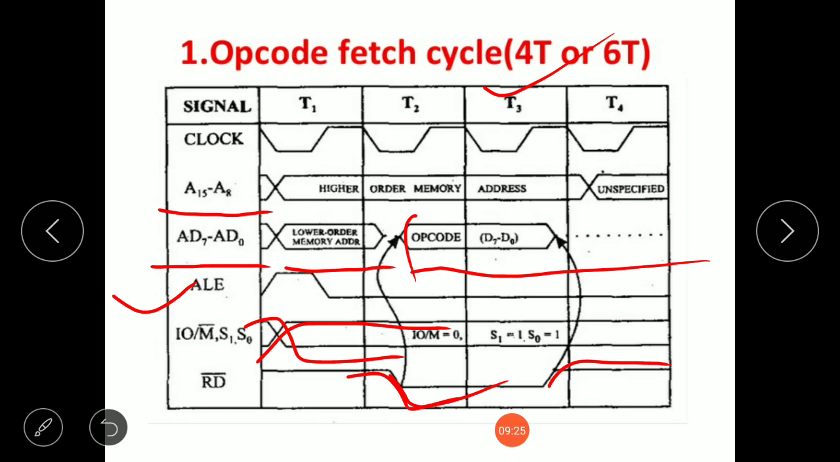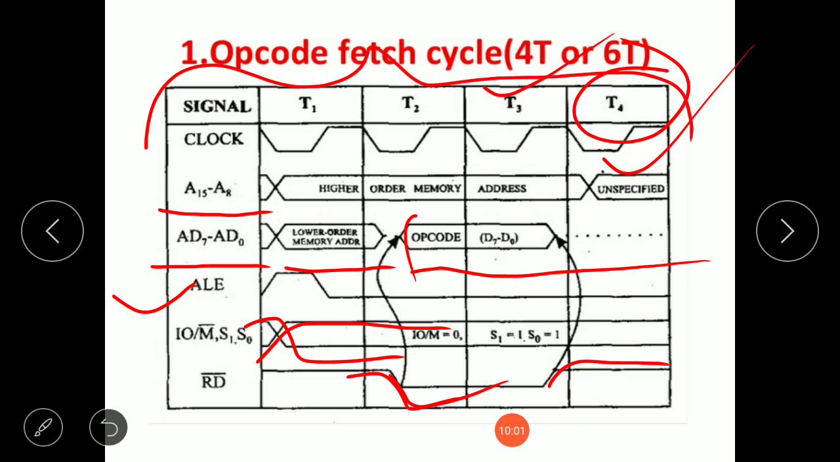Now after the opcode reaches the instruction register, in the T4 state the opcode goes from the instruction register to the instruction decoder, where decoding of the instruction takes place. If it is a single byte instruction like MOV A,B, where all the data are present in the general purpose registers of the microprocessor, then the execution of the instruction will take place in the T4 state only, and the whole instruction will get executed in the 4 T states, that is, in the opcode fetch machine cycle only.